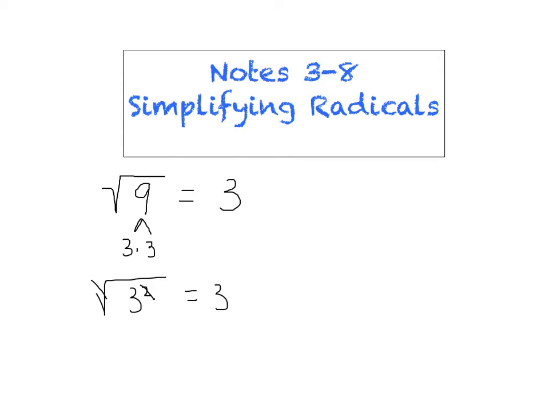Now we're going to use this in simplifying radicals where you don't have a perfect square. So let's look at some examples.